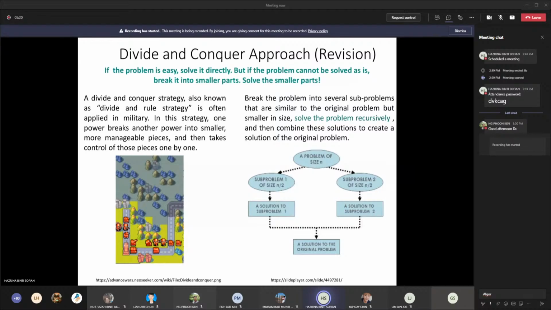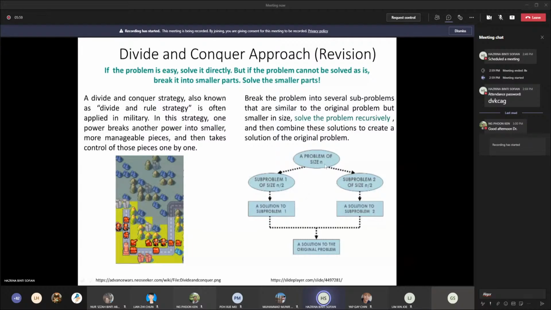So this is the exact slide that you have seen in week 2. I'm just going to revise this a little bit. It breaks the problem into sub-problems. And when you break the problem into sub-problems, you need to make sure that the problem has similar sub-problems. Okay. And then solve them recursively. After solving them, combine the solutions to create a solution of the original problem.